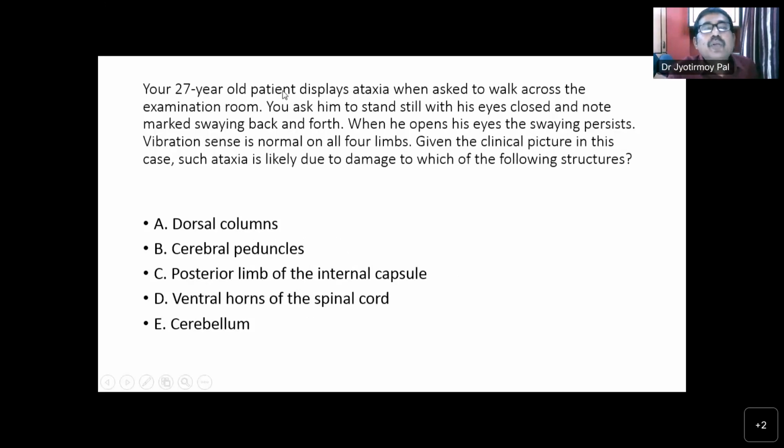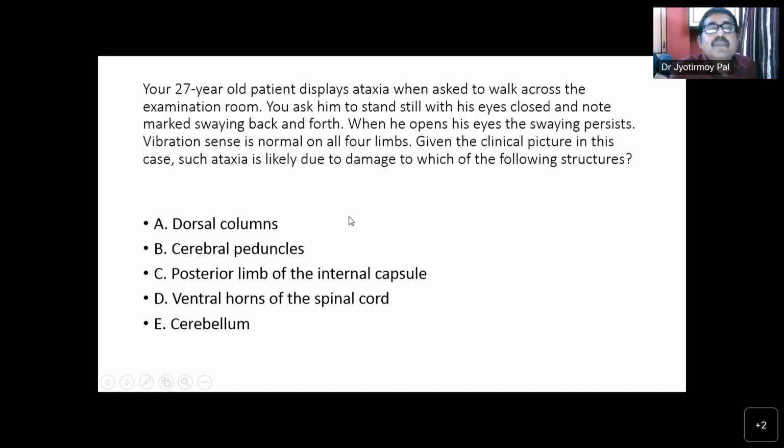Your 70 years old patient displays ataxia when asked to walk across the examination room. You ask him to stand still with eyes closed and note marked swing back and forth. When he opens his eyes, the swing persists. Vibration is normal in all 4 limbs. Given the clinical picture in this case, such ataxia is likely due to damage of which structure? That means this is a Romberg test. I have not described it. Romberg is positive. Which part is involved?